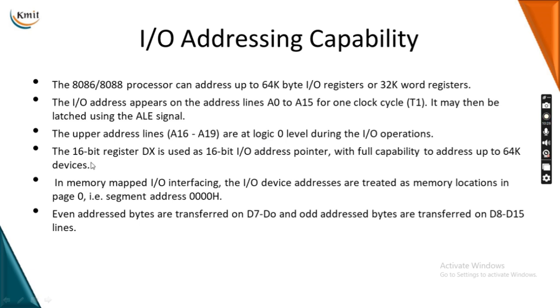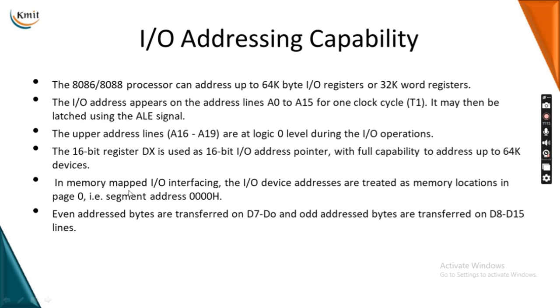The 16-bit register DX is used as the 16-bit IO address pointer. This is the general purpose register known as the data register, which is your basic pointer through which you can point to the address of the IO operation, with full capability to address up to 64 kilobyte devices. So whatever IO operations you want to perform, it points to the 16-bit address in the DX register.